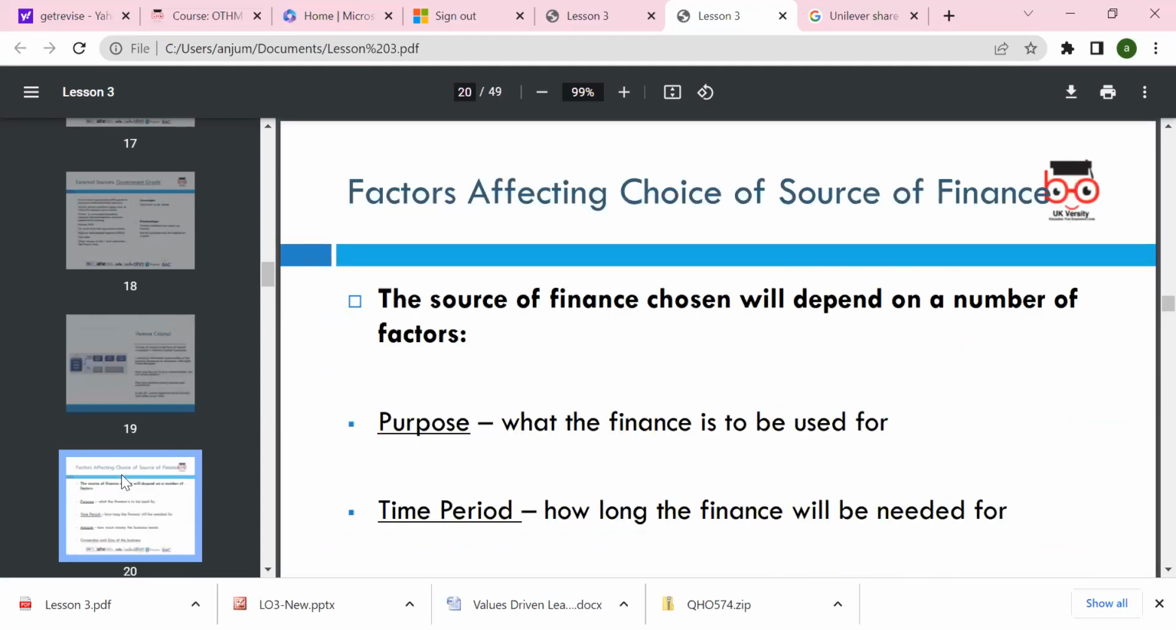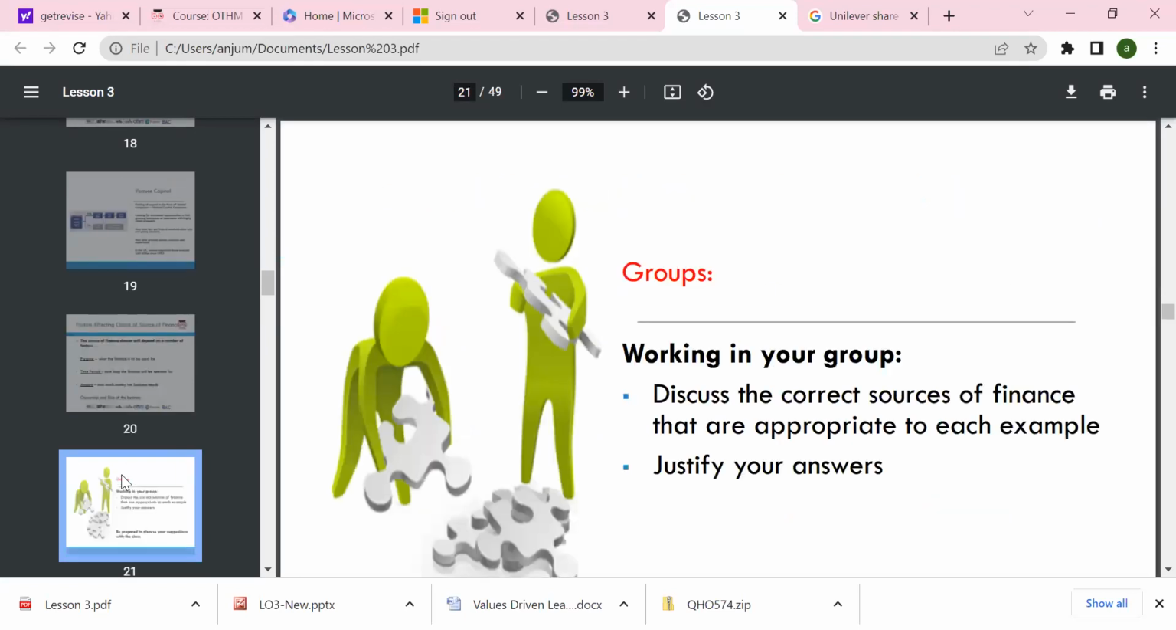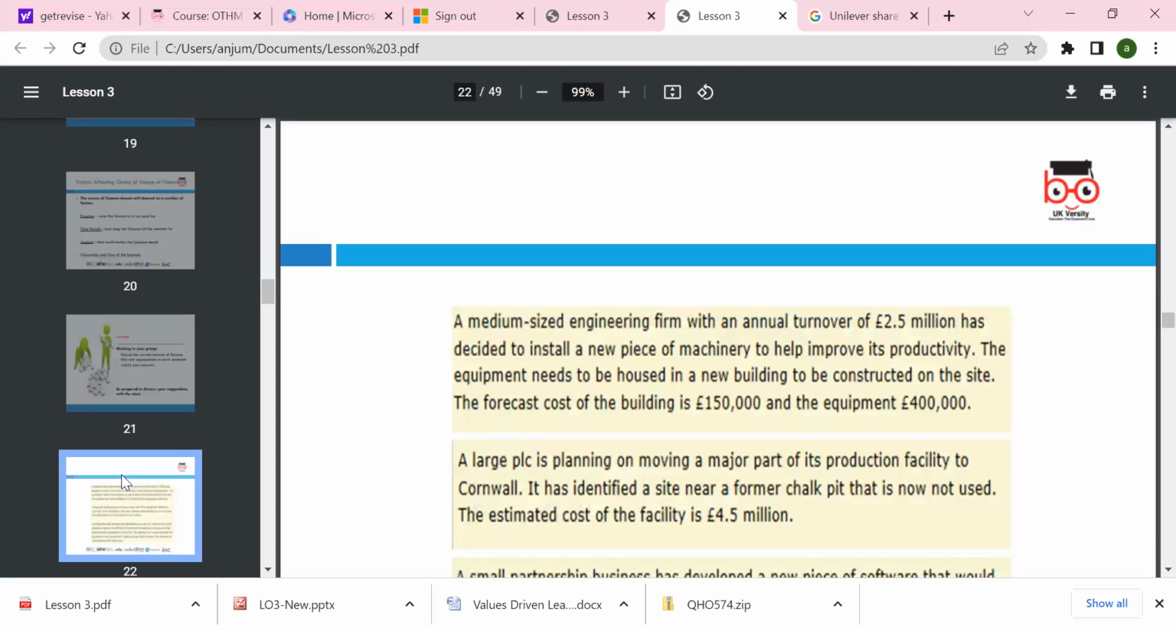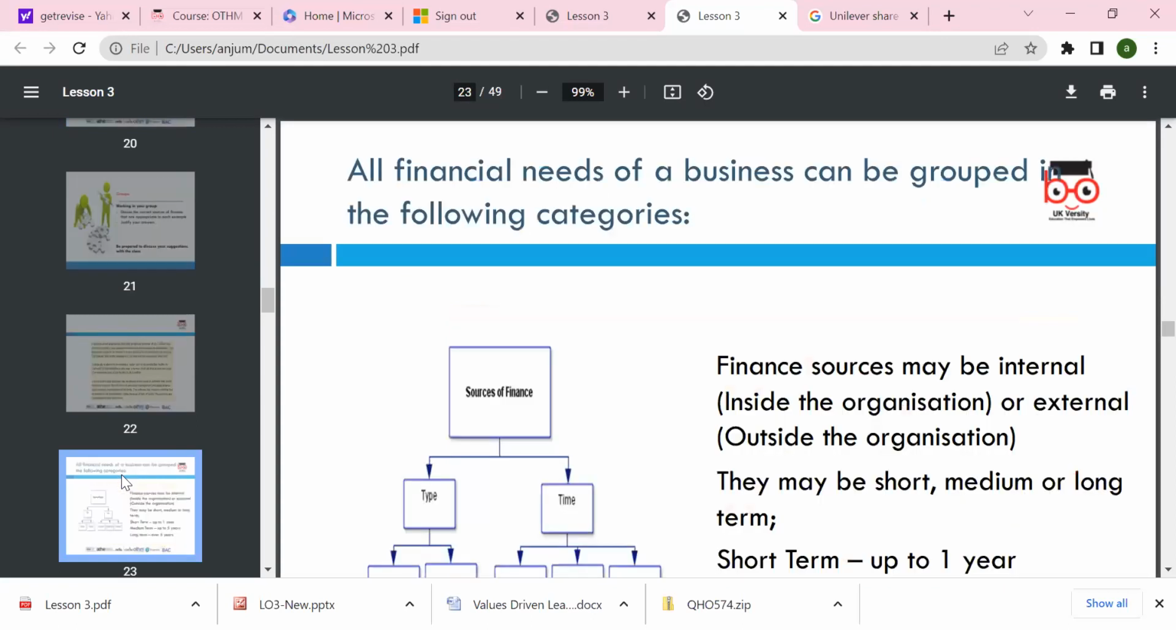Okay, factors affecting the choice, they always look at the purpose, what purpose you want the money for, and look at the time, how long you require it. In a group we can do this activity, but of course at the moment you're doing it yourself, but you can think about it later on and add some examples. So we included here, like a medium size engineering firm with an annual turnover, looking to buy machines and wanting to invest, and we can look around and appraise which one is the best option.